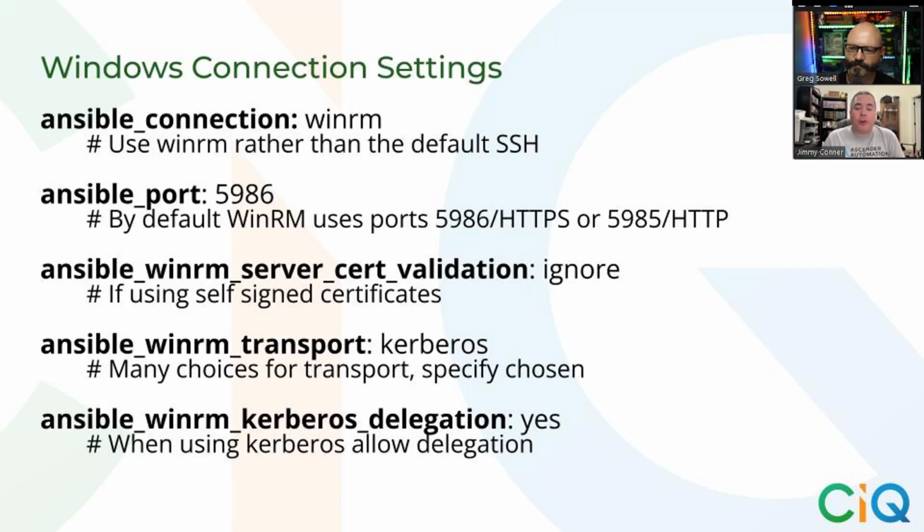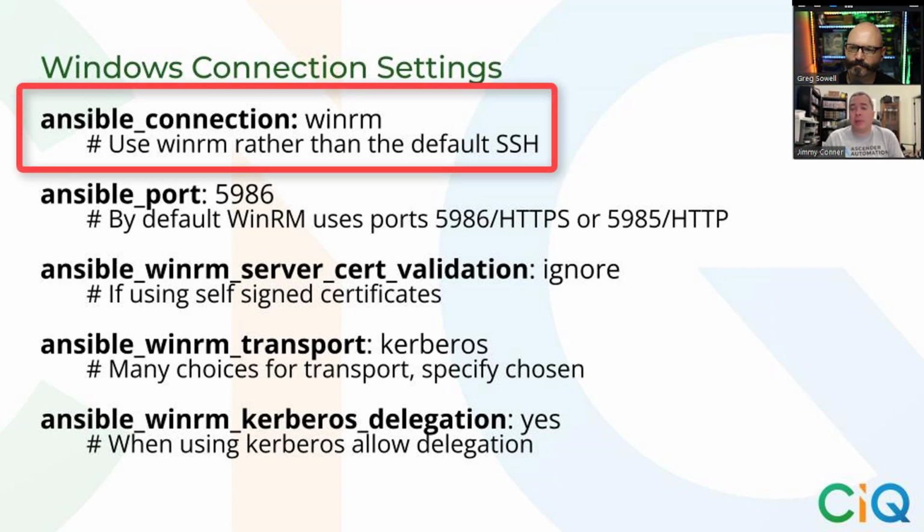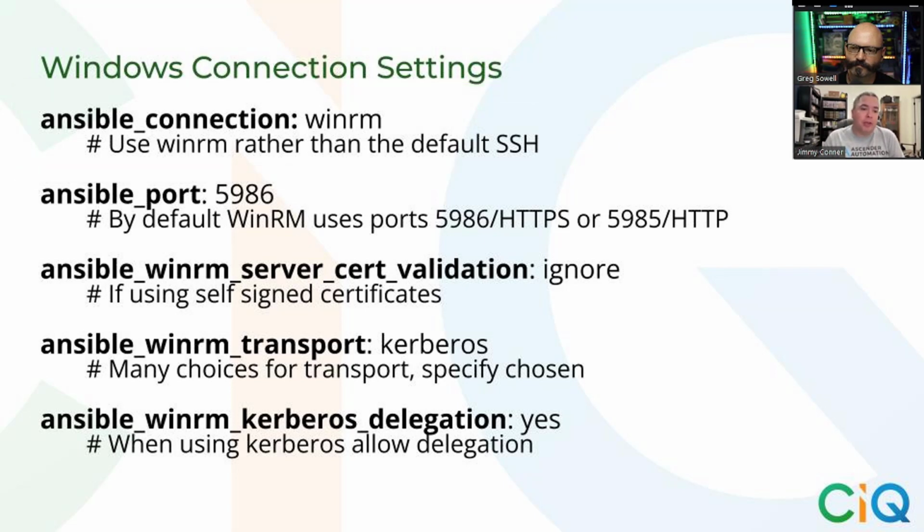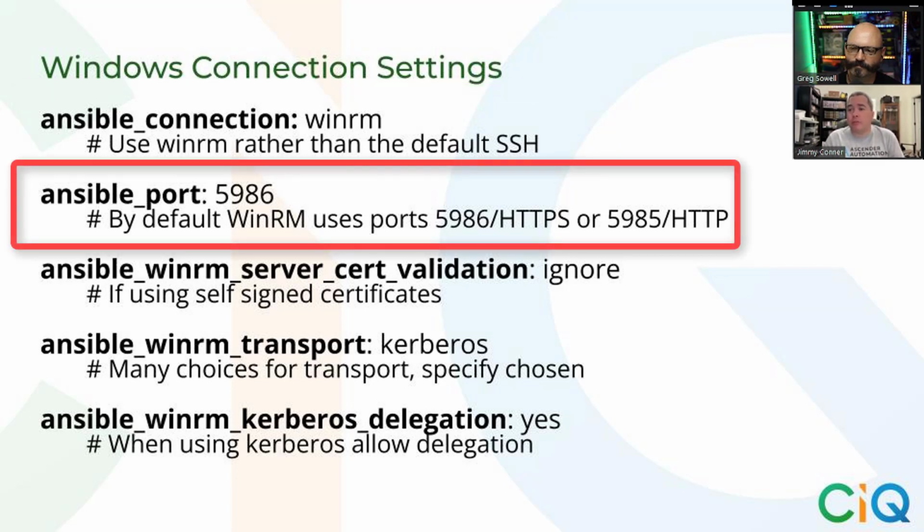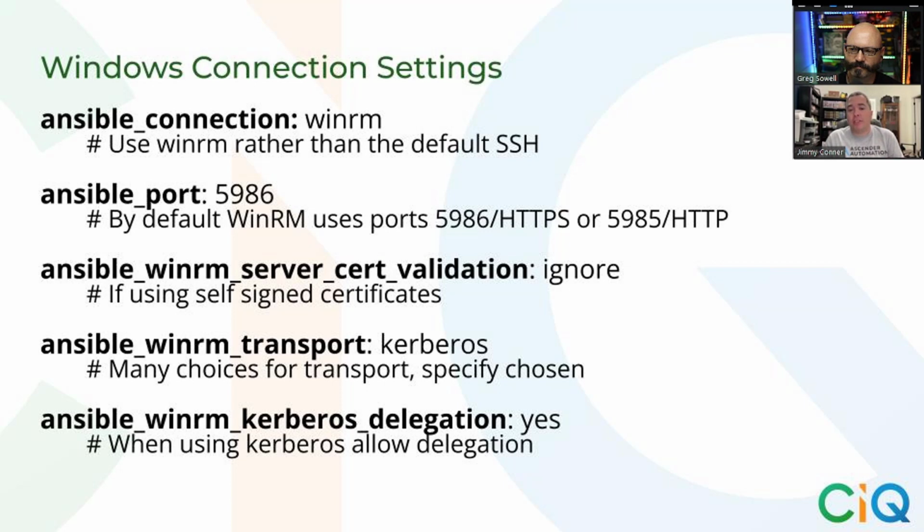The 5 different variables we typically use are these. We have ansible_connection, where we tell it we're not using SSH, we need to use WinRM. Then we have ansible_port. By default on Linux, this is port 22. We need to change that to either 5985 or 5986. One's the unsecured port, one's the secure port, and we'll talk a little bit about why you'd want to use one or the other.